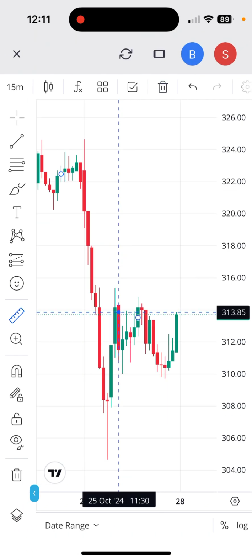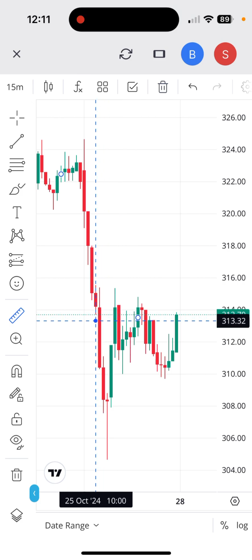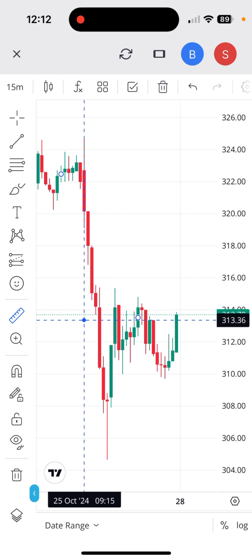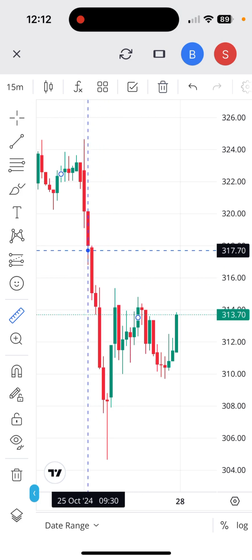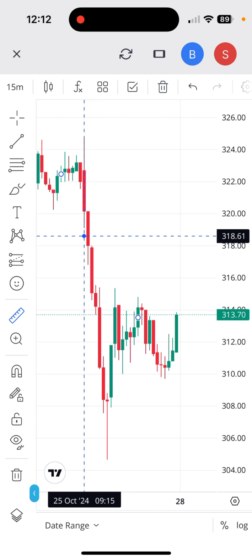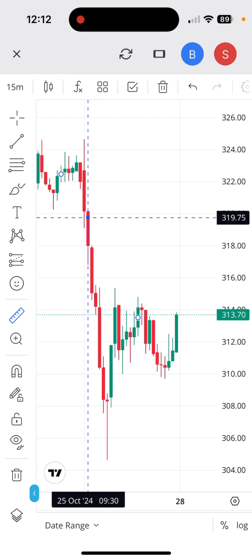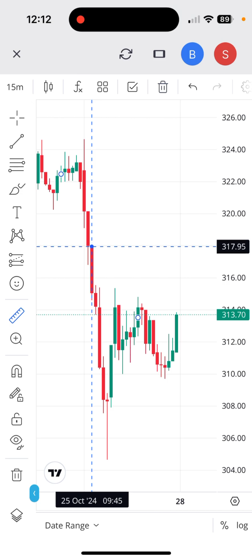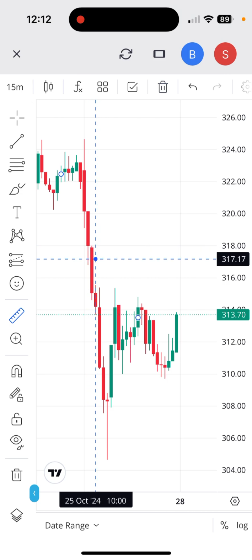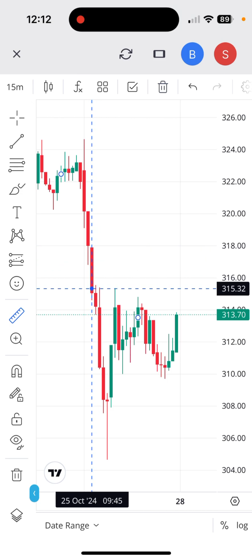Next is Biocon. If I see the 15-minute chart for Biocon, this is the 9:45 candle. So 9:15, 9:30, 9:45. The 9:45 candle again breached the 9:30 candle. So we could have sold a call here.